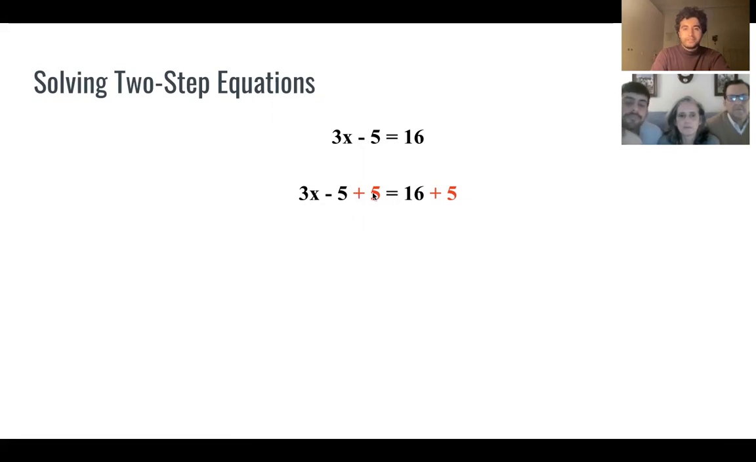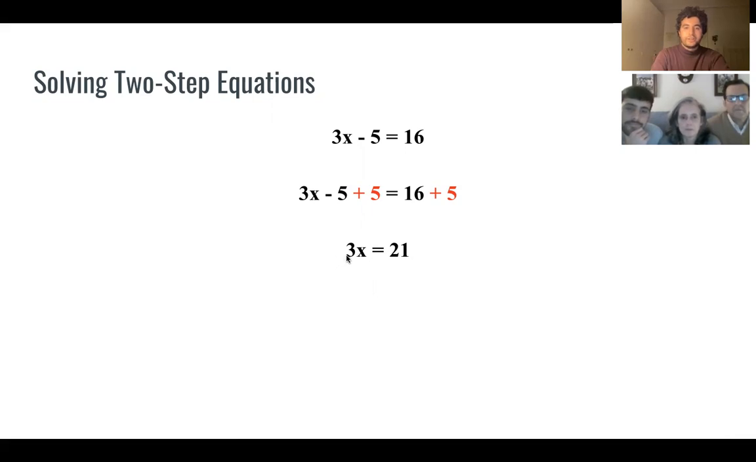3x minus 5 plus 5 is equal to 3x. 16 plus 5 is equal to 21. So from here, you get 3x equals 21. However, we don't want to know what 3x is. We just want to know what x is.